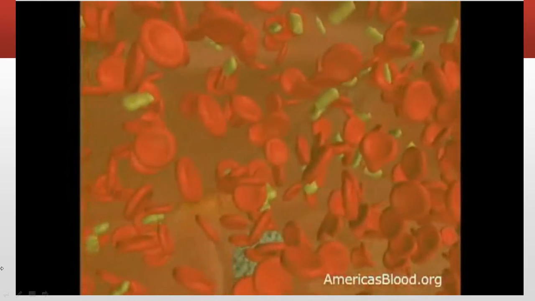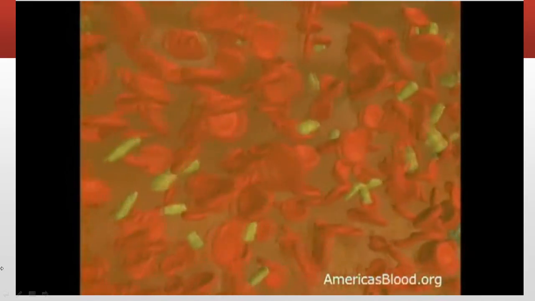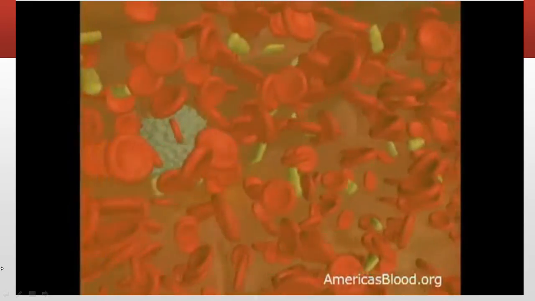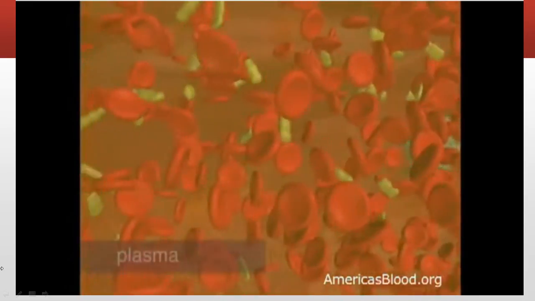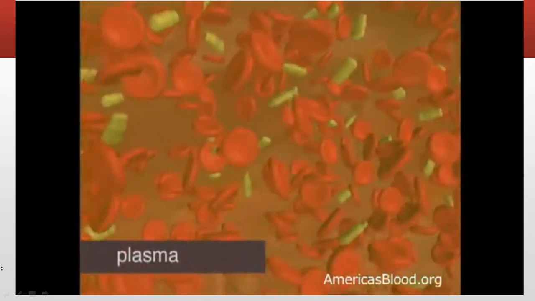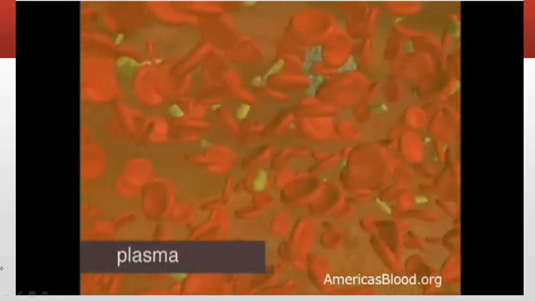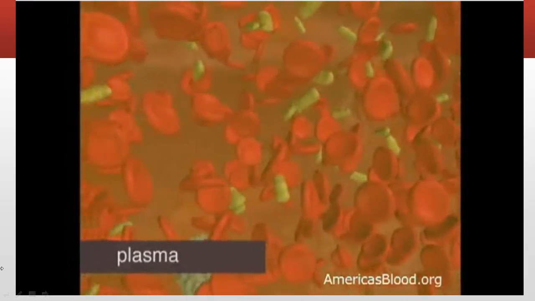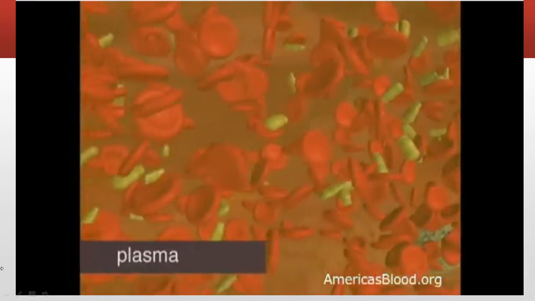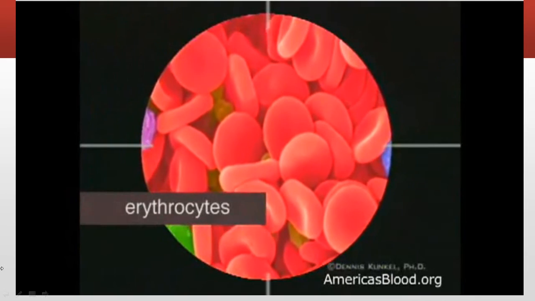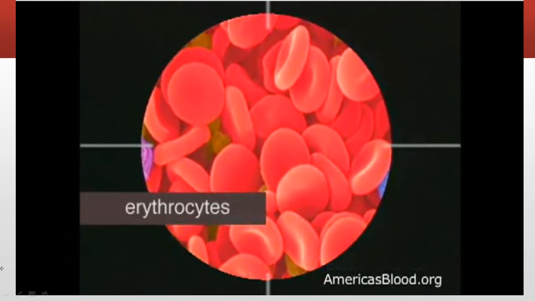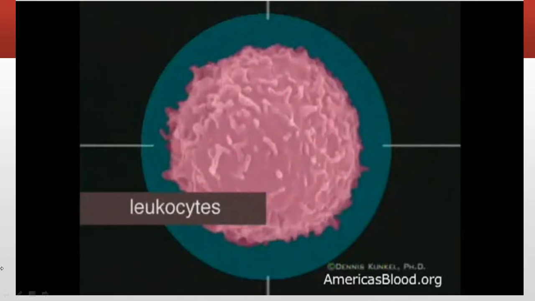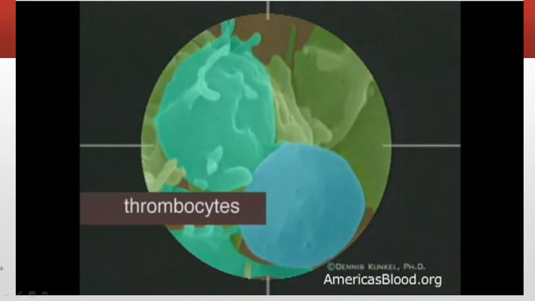What is blood? Blood is actually a mixture of cells suspended in a slightly yellowish liquid called plasma. Plasma is made up mostly of water, but it also contains proteins, sugars, hormones, and salts. The three different types of cells you'll find in plasma are red blood cells, or erythrocytes, white blood cells, or leukocytes, and platelets, or thrombocytes.